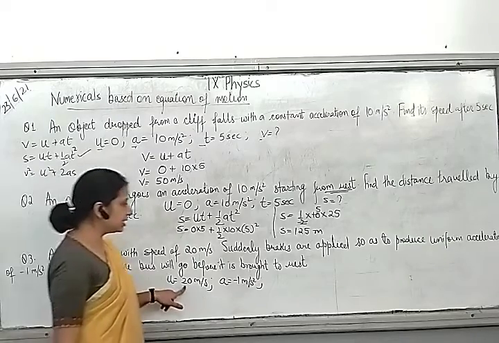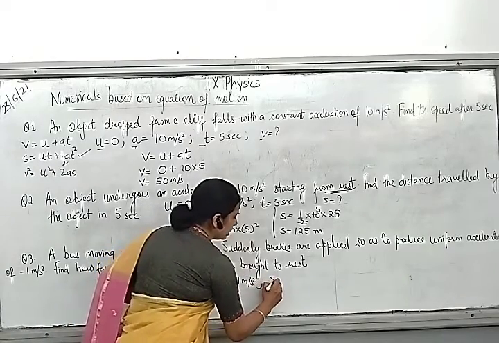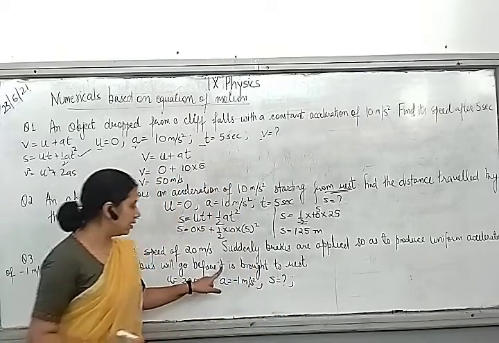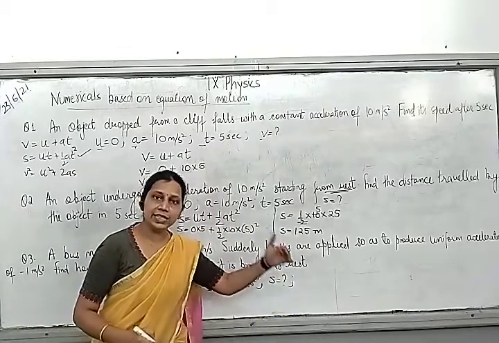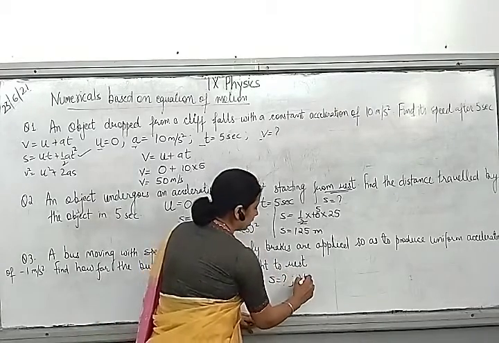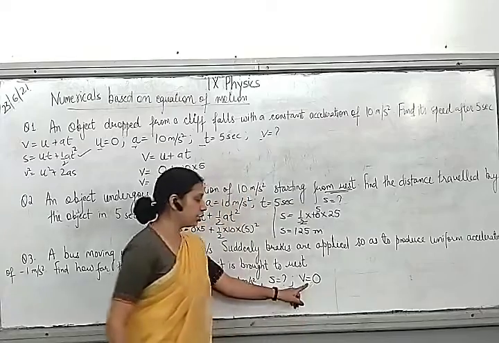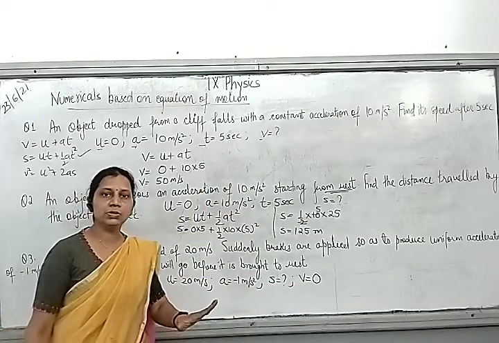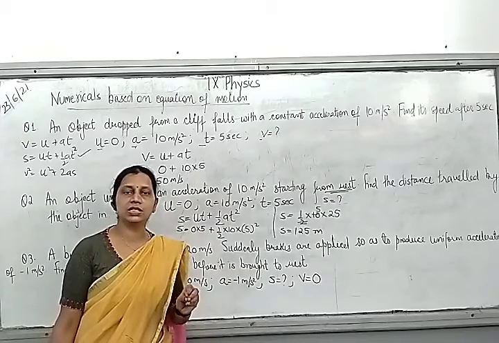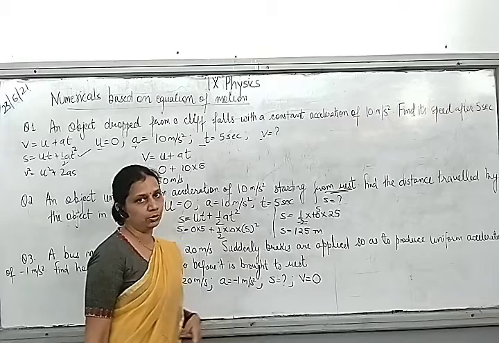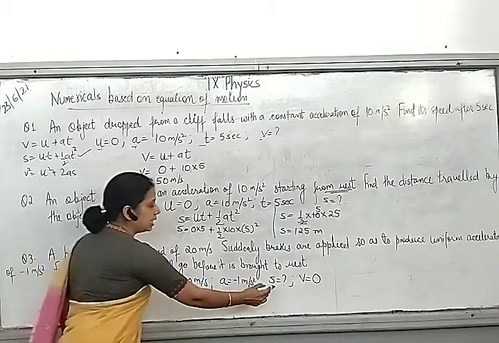You have to find distance. S you have to find. One more thing is given, if you see it carefully, it is brought to rest. In the end, that vehicle will come to rest. That means your final velocity V is 0. Here your V is 0, not U. Starting from rest means U is 0, initial velocity is 0. Brought to rest means final velocity is 0. So now you have to find S.